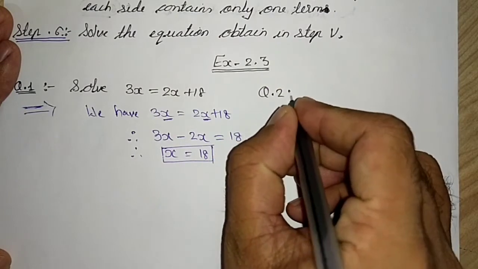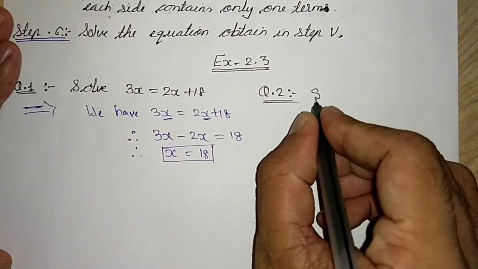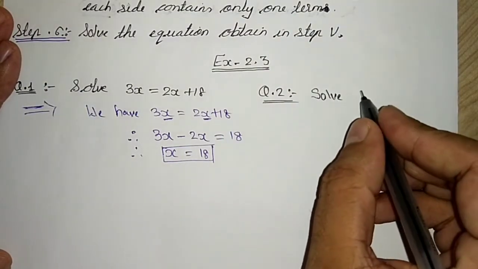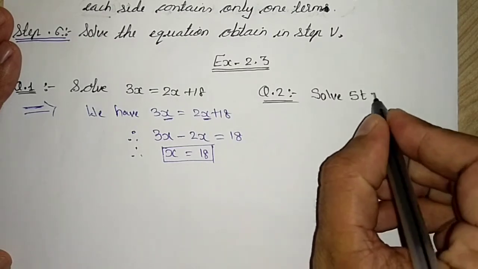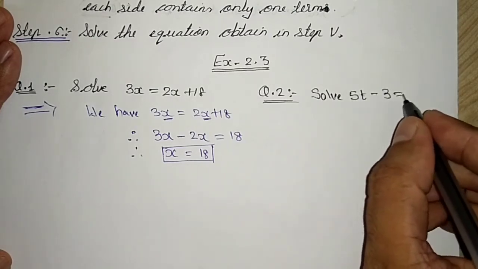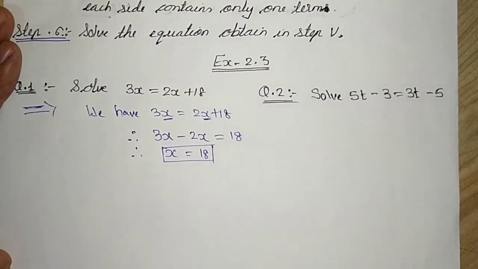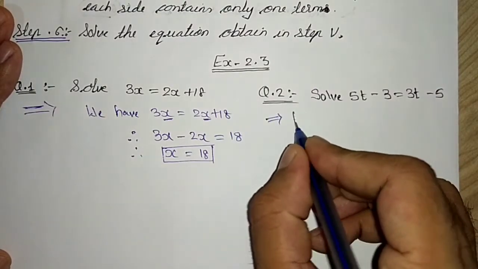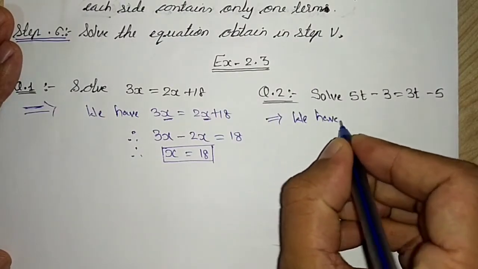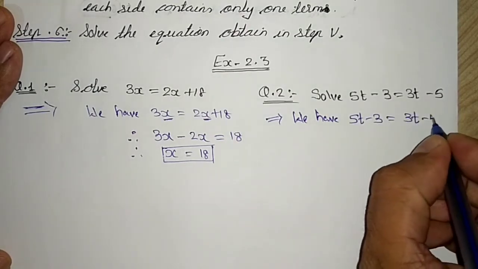Question number 2. We will solve it here only without wasting the page. Solve 5t minus 3 is equal to 3t minus 5. We have 5t minus 3 is equal to 3t minus 5.